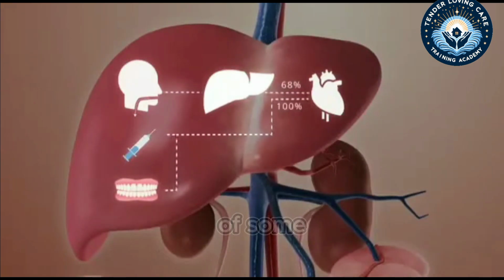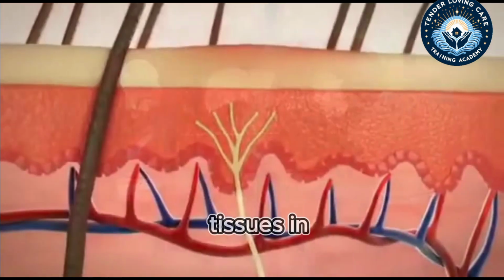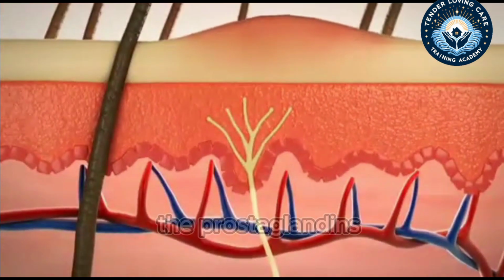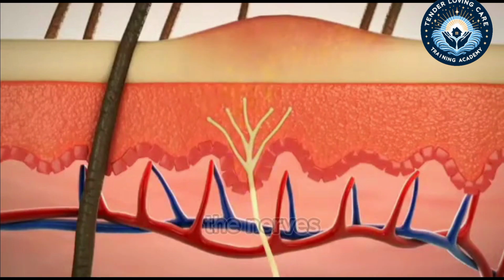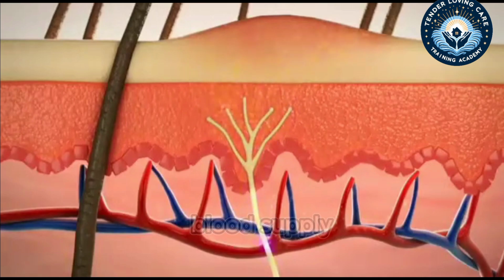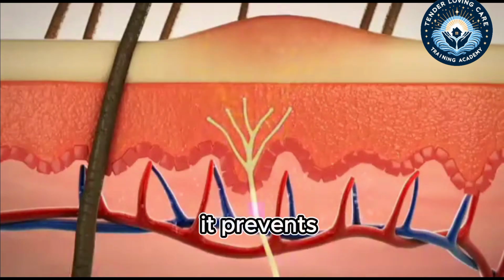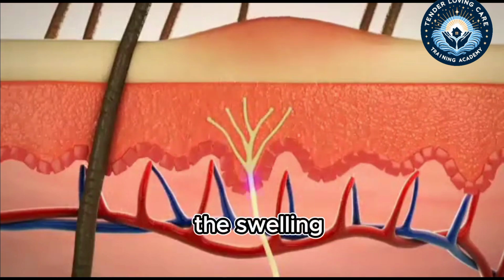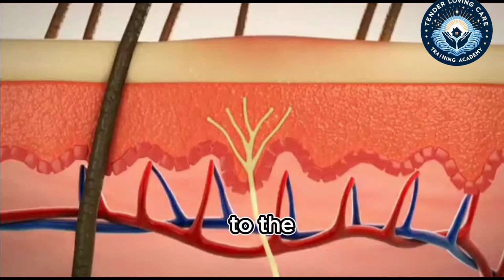We are now at the site of some skin tissue damage. Tissues in the skin are creating prostaglandins, which are causing inflammation. The prostaglandins are sending messages to the nerves in the skin, responsible for the sensation of pain. Once the aspirin arrives in the blood supply at the site, it prevents the production of prostaglandins in the tissue, which will reduce the swelling and stop the messages being sent to the nerves that are perceived as pain.